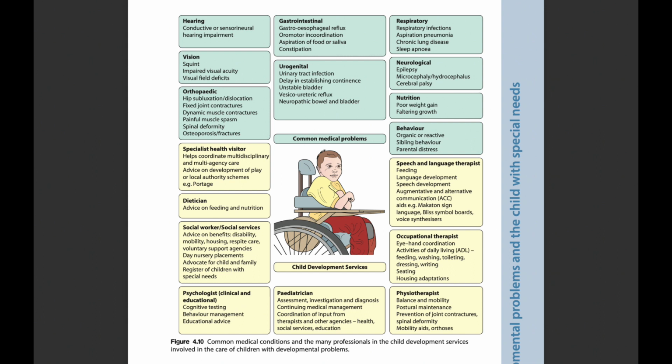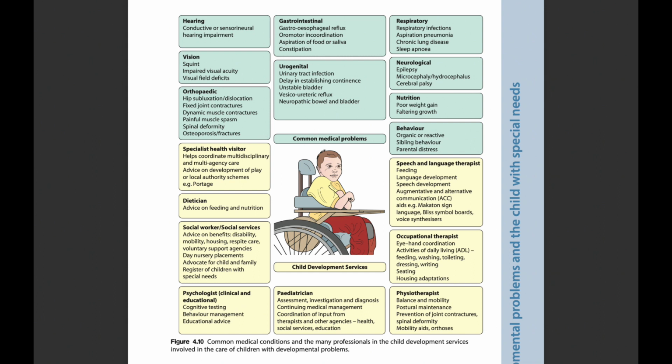now showing the common medical problems. Starting from the top: hearing, conductive or sensorineural; vision, squint, impaired visual acuity, visual field deficits; orthopedic, hip subluxation, dislocation, fixed joint contractures, dynamic muscle contractures, painful muscle spasms, spinal deformity, osteoporosis, fractures.